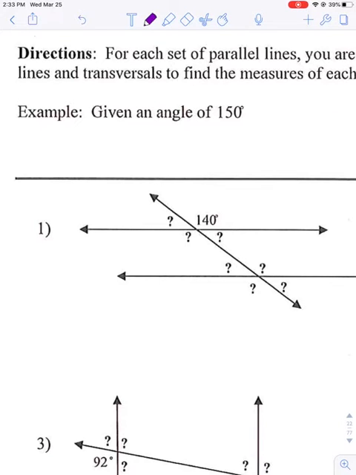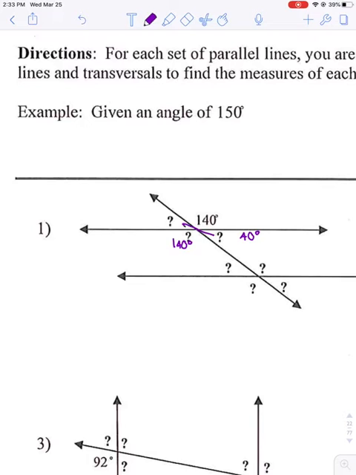So I see this 140, and I'm going to use the vertical angle down here and say that this is also 140 degrees. They're vertical angles. They're across from each other, across an X. Then I can use this line to see a supplementary relationship right here on this side, or on either side really. I know that 140 plus the question mark has to equal 180 because I see a straight line there. So this must equal 40 degrees. Those add up to 180.